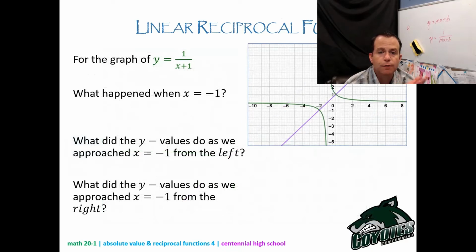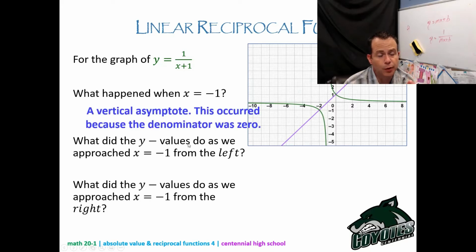All right, so for the graph of y equals 1 over x plus 1, what happened when x equals -1? Well, when x equals -1, right here, we ended up with a vertical asymptote. The reason was that our denominator had 0 there, and we can't divide by 0.